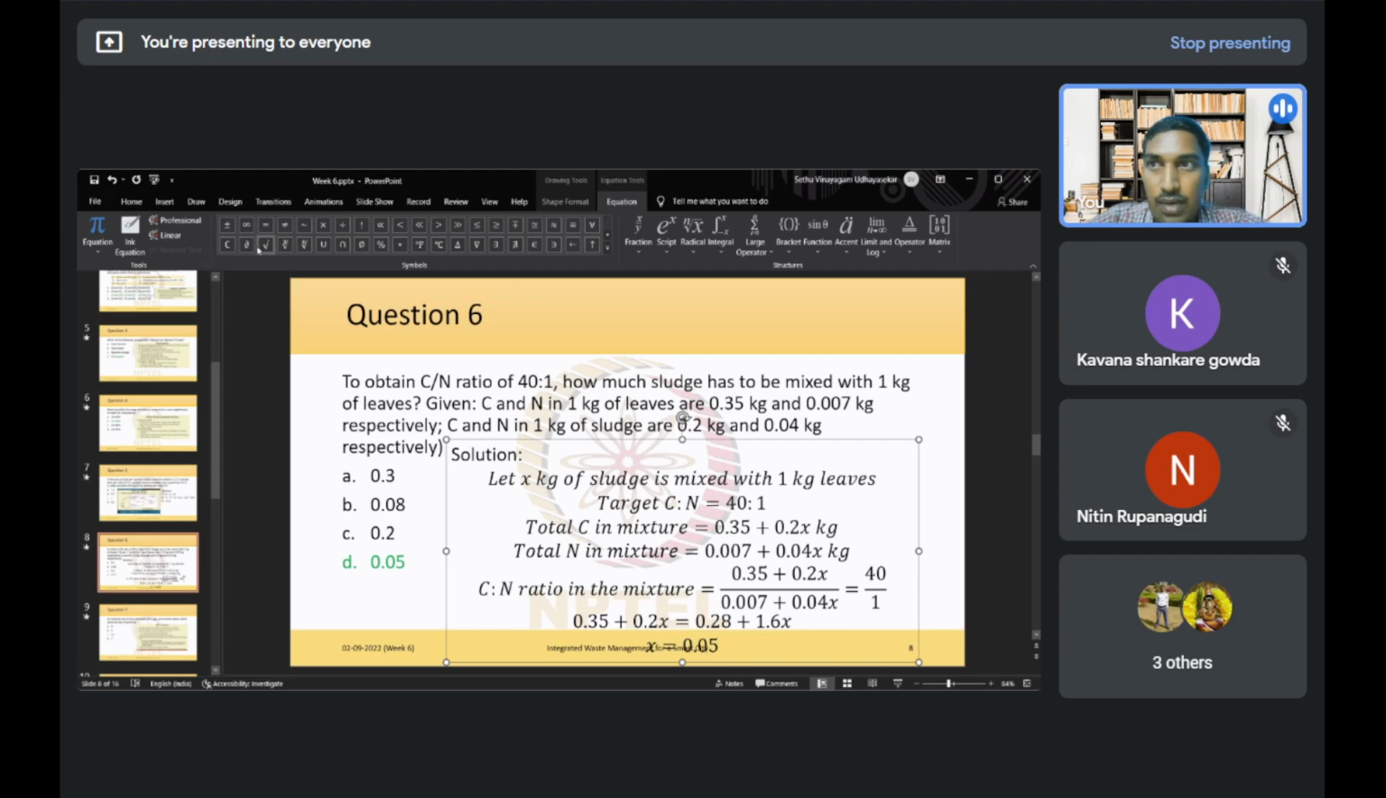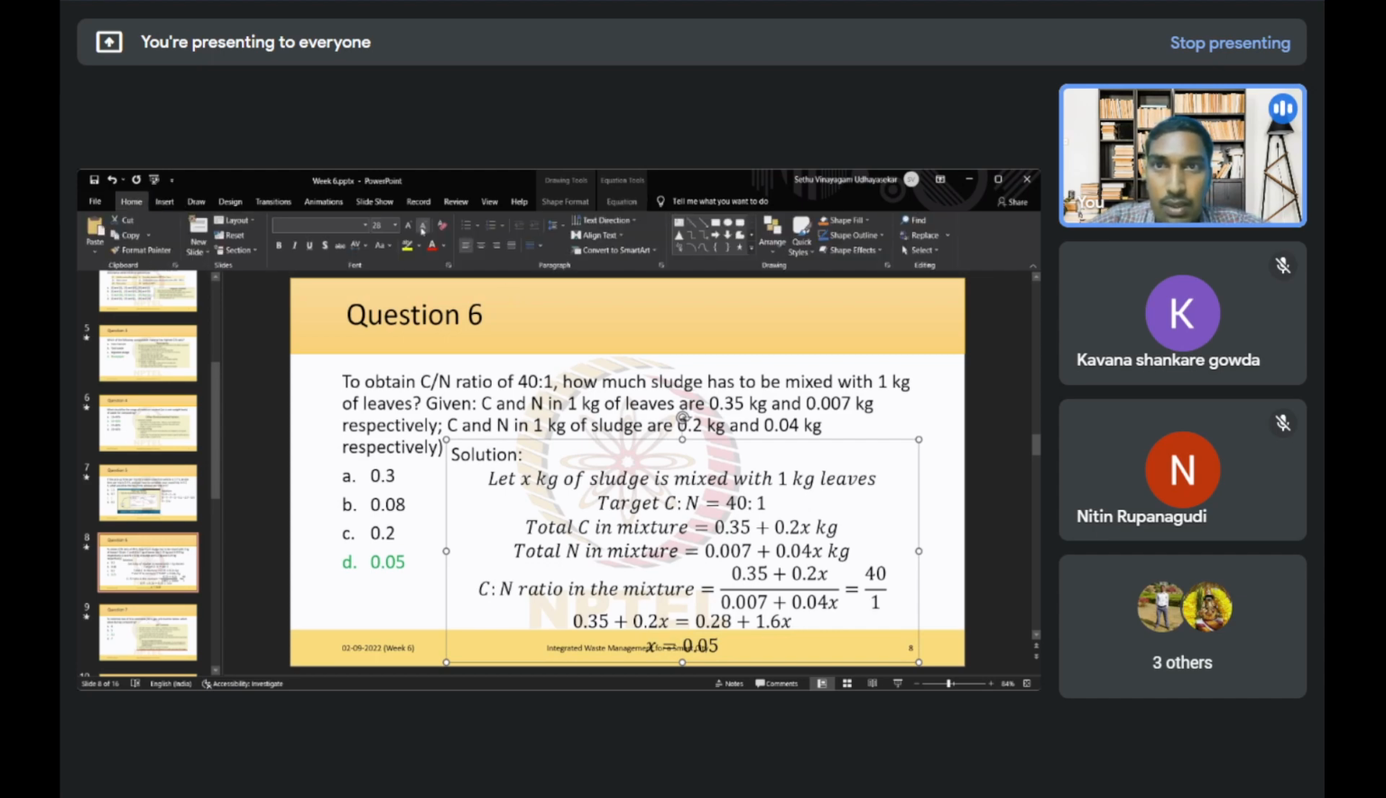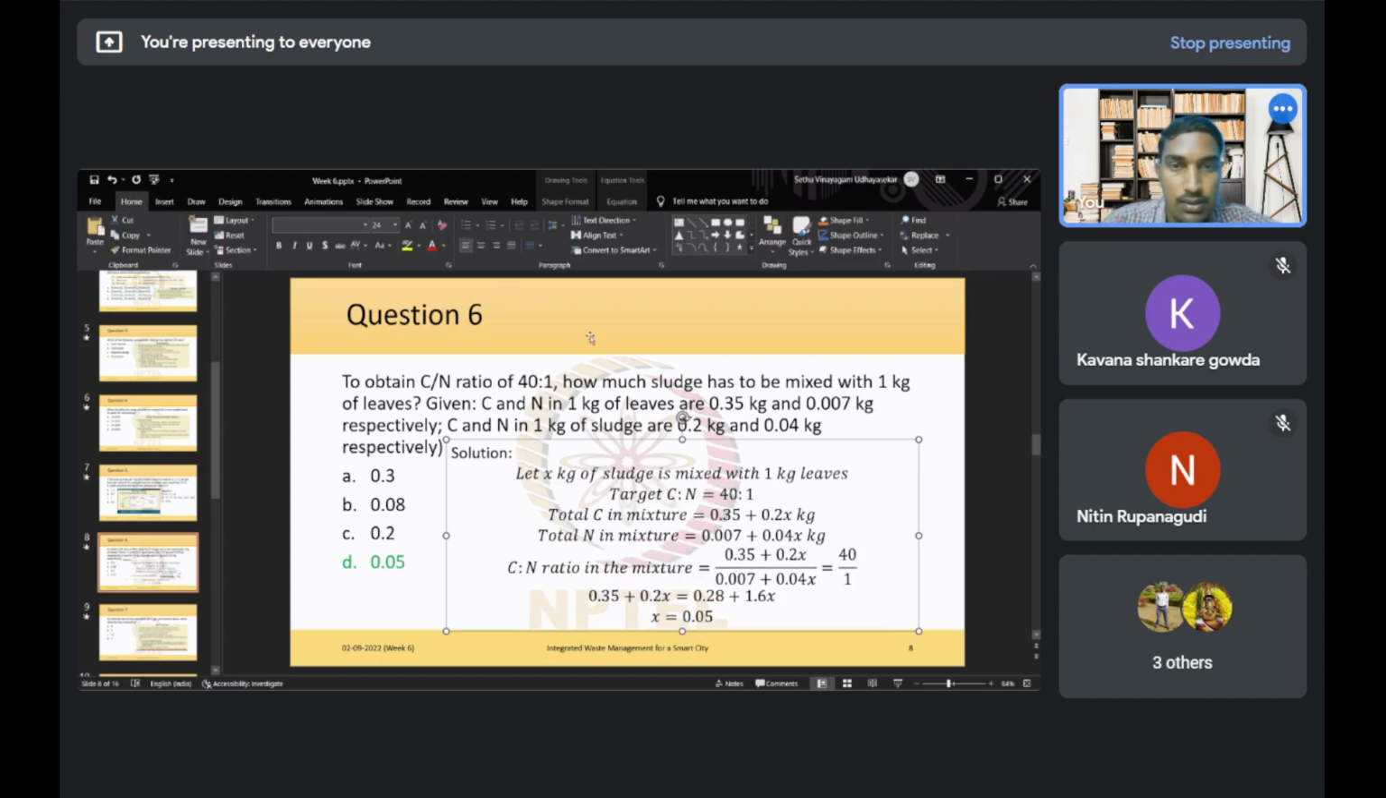Okay, so that's how we find out the amount of sludge that has to be mixed with 1 kilogram of leaves, right? So 0.05, the unit is kilogram. So 0.05 kilogram of sludge should be mixed for every 1 kg of leaf that is present in our waste. For every kilogram we have to add 0.05 kilogram of the sludge, so that the final carbon to nitrogen ratio will be 40 is to 1.